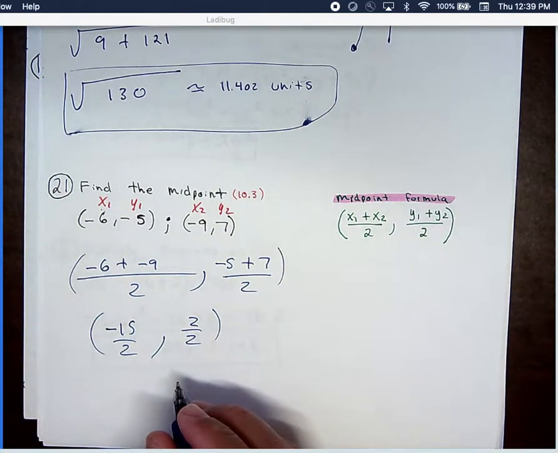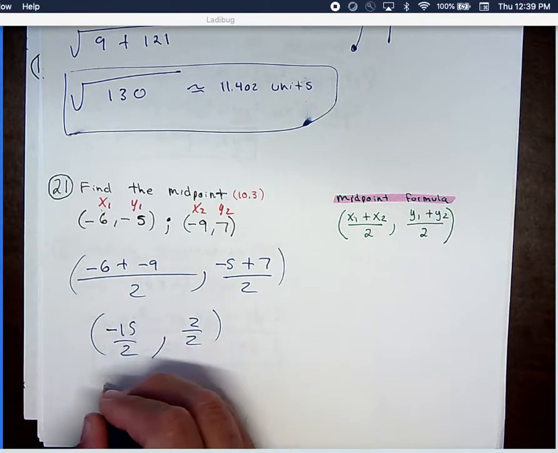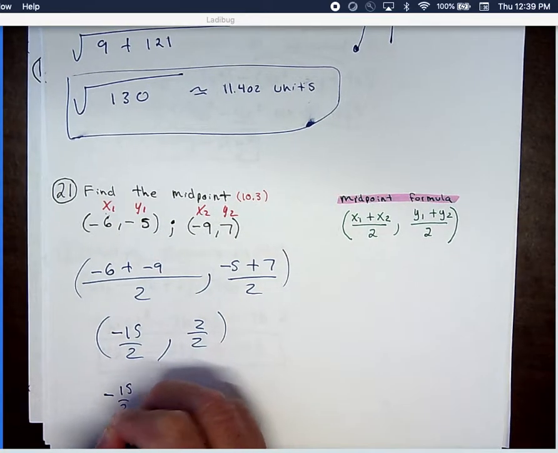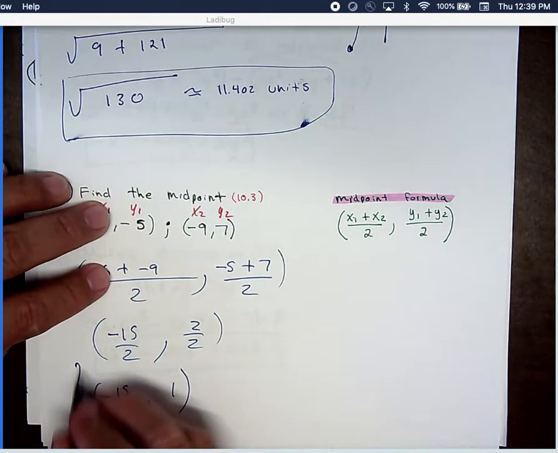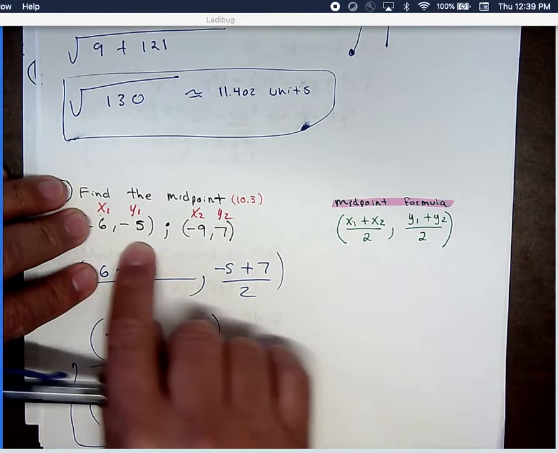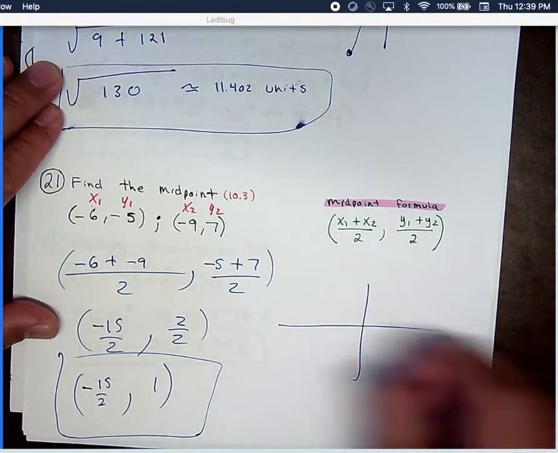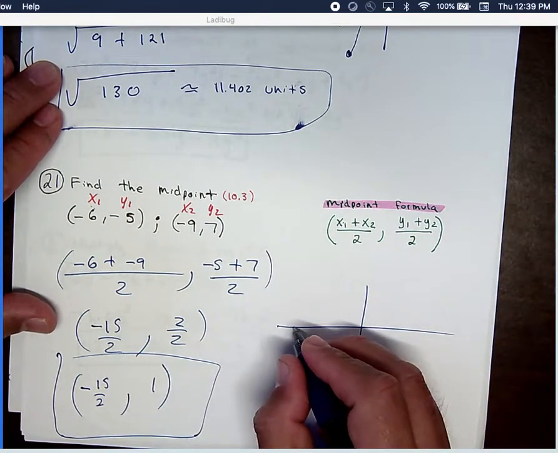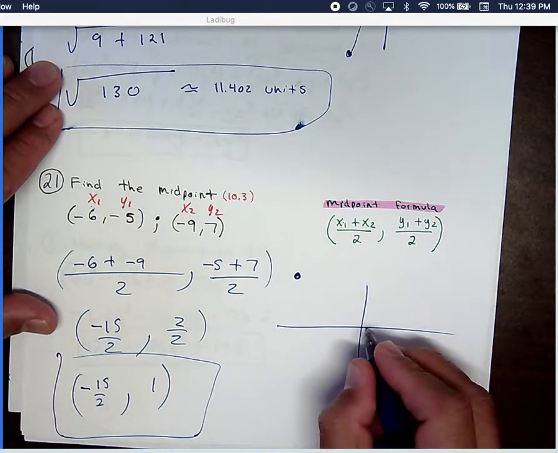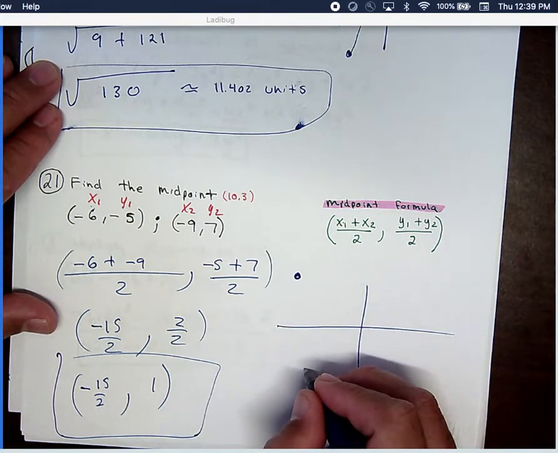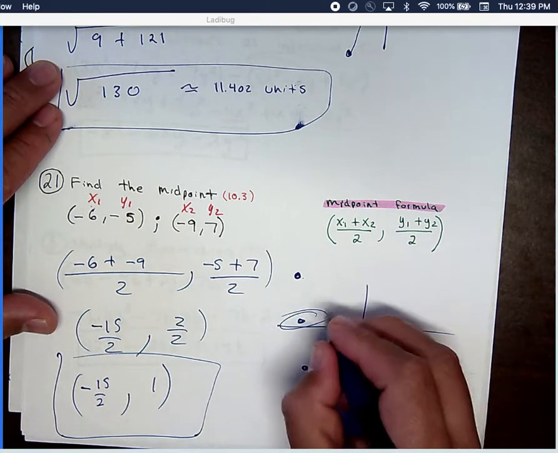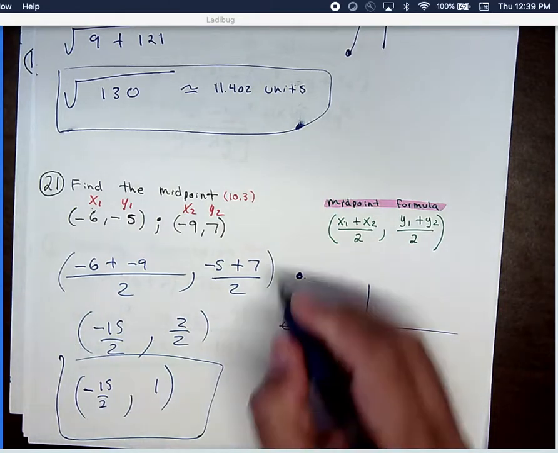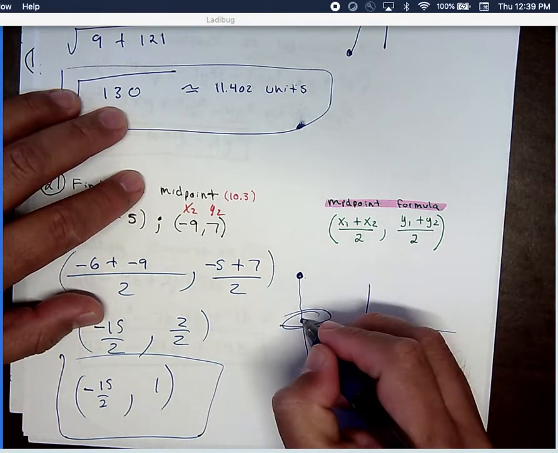That one stays. You can't simplify it. And that one becomes a 1. And that would be the midpoint of these 2 points. So if you plot them, this is negative 9, 7. I'm just sketching again. Negative 6, 5. So the midpoint would be right here. So that's the midpoint of the length of these 2.